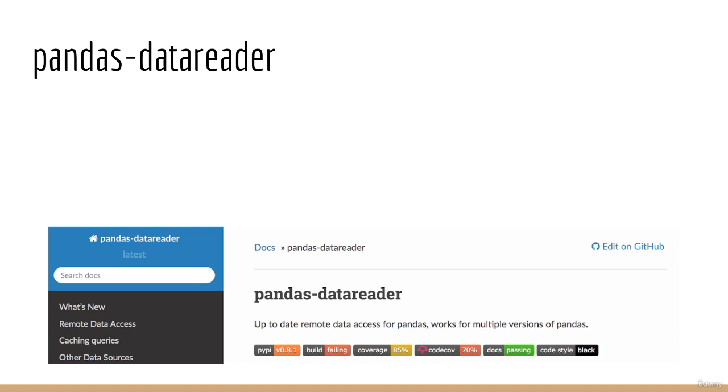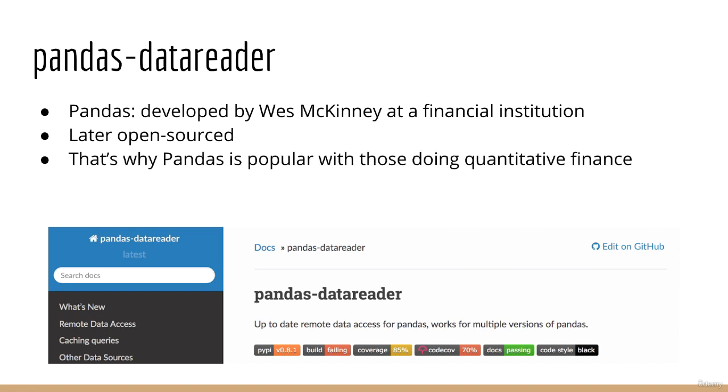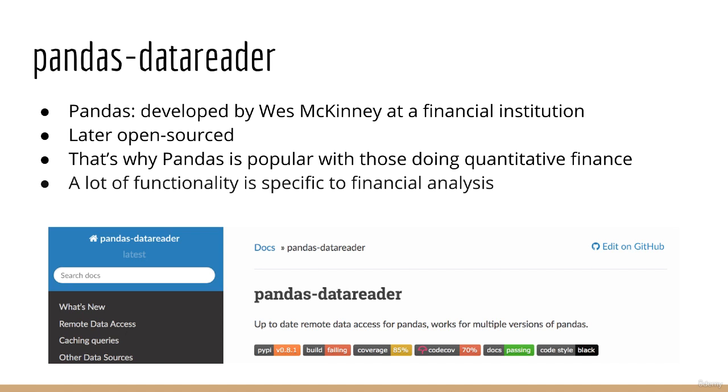Finally, we're getting closer to what we will use in this course. You might be surprised to know that Pandas itself has a related library for downloading financial data called Pandas Data Reader. In fact, the story of Pandas is that it was invented in a financial institution by a developer of the name Wes McKinney. Luckily, he was able to convince the company to open source the library for all of us to use. You'll notice that, as you use Pandas more and more, that it's quite popular with people who do quantitative finance, and a lot of its functionality is pretty specific to computations you might want to do in an analysis of financial data.